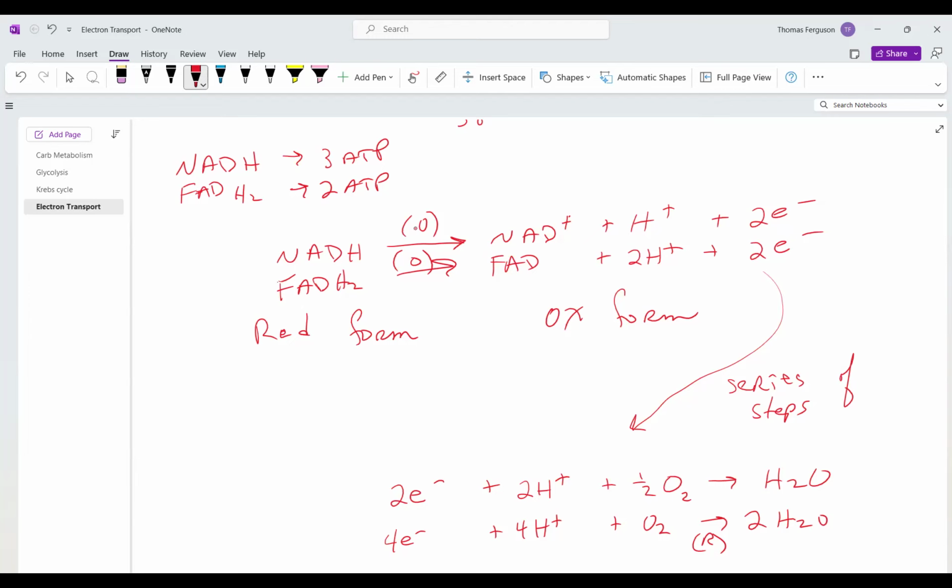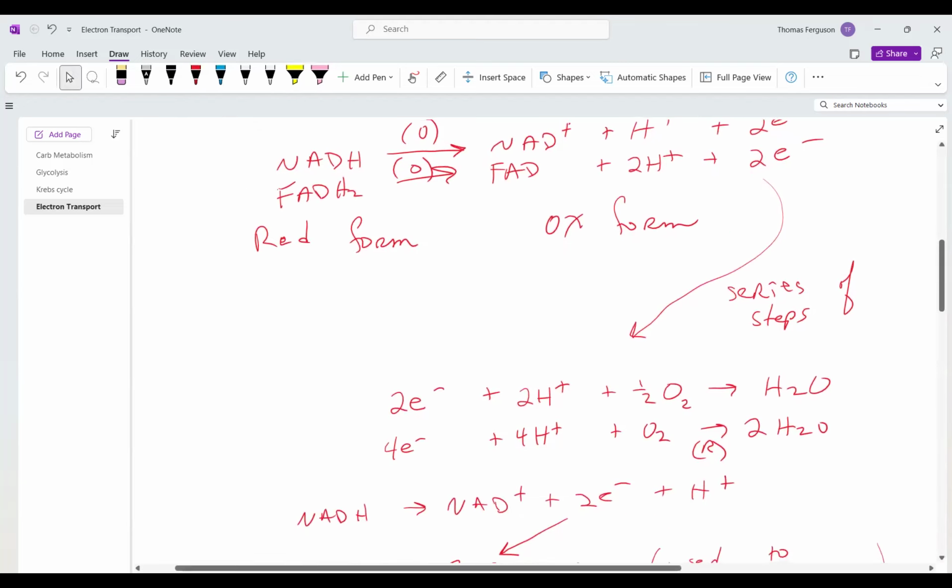I'm going to talk about the mitochondria in a minute here. But basically, we go through a series of steps now. And the word electron transport means we're moving electrons from one protein to another, all in the mitochondria. There are a series of steps. There are 4 steps.